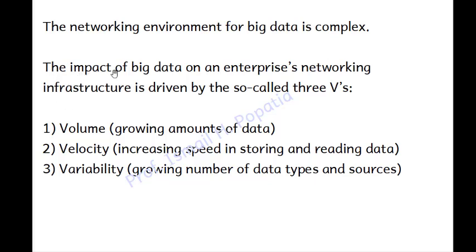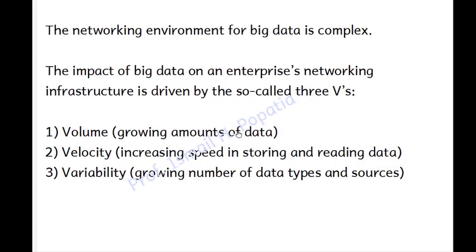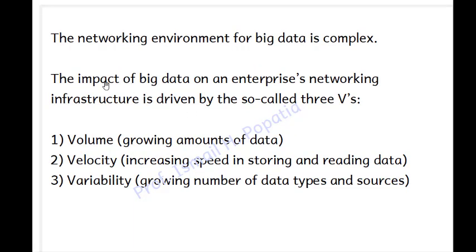Okay, the impact of big data is driven by the so-called 3 V's. The first is volume, which is the growing amount of data. Then we have velocity, the increasing speed in storing and reading the data. Then the third is variability, which is the growing number of data types and sources. So the impact of big data on enterprise network infrastructure is driven by these 3 V's: volume, velocity and variability.